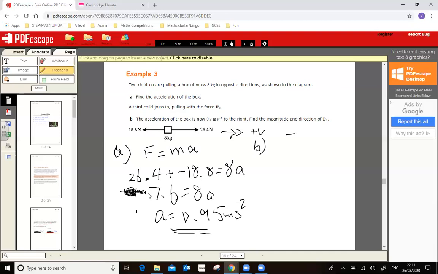So we still start with F equals ma, but instead of writing only 2 forces, we now have 3. So we have 26.4 plus minus 18.8, and plus the third force, which is F3, and that equals m, which stays the same at 8 kilograms, times the acceleration. Now the new acceleration is 0.7.